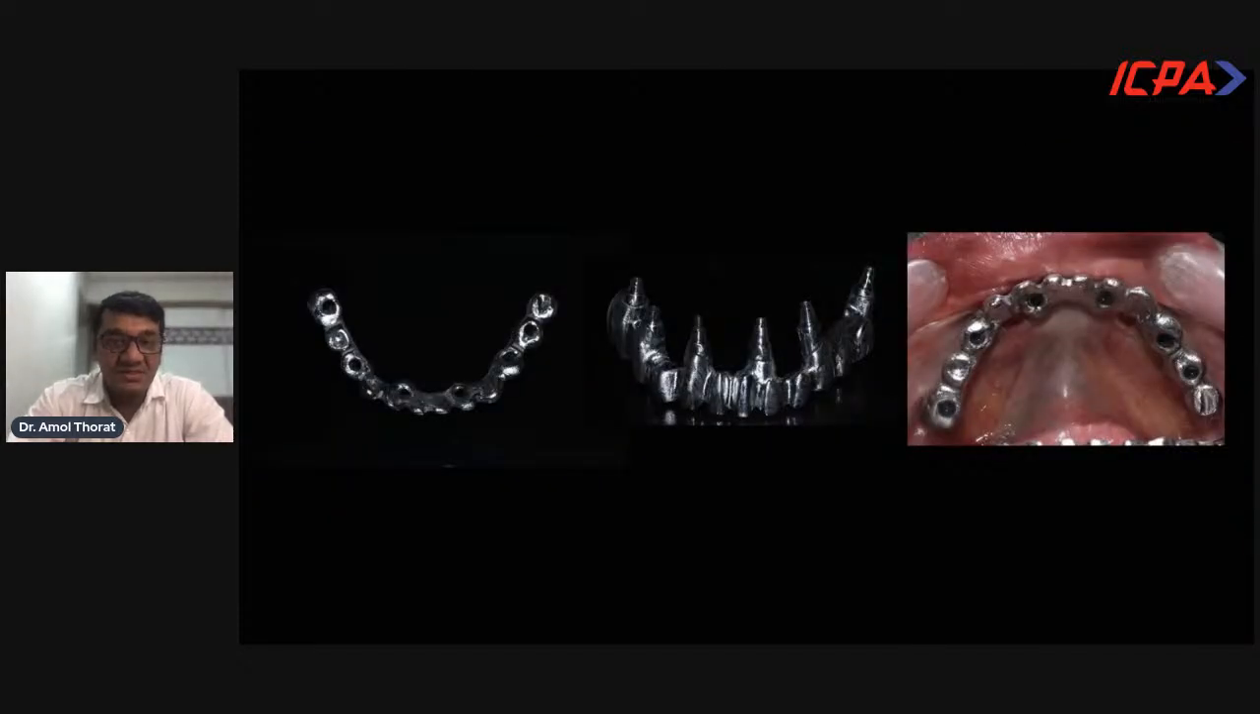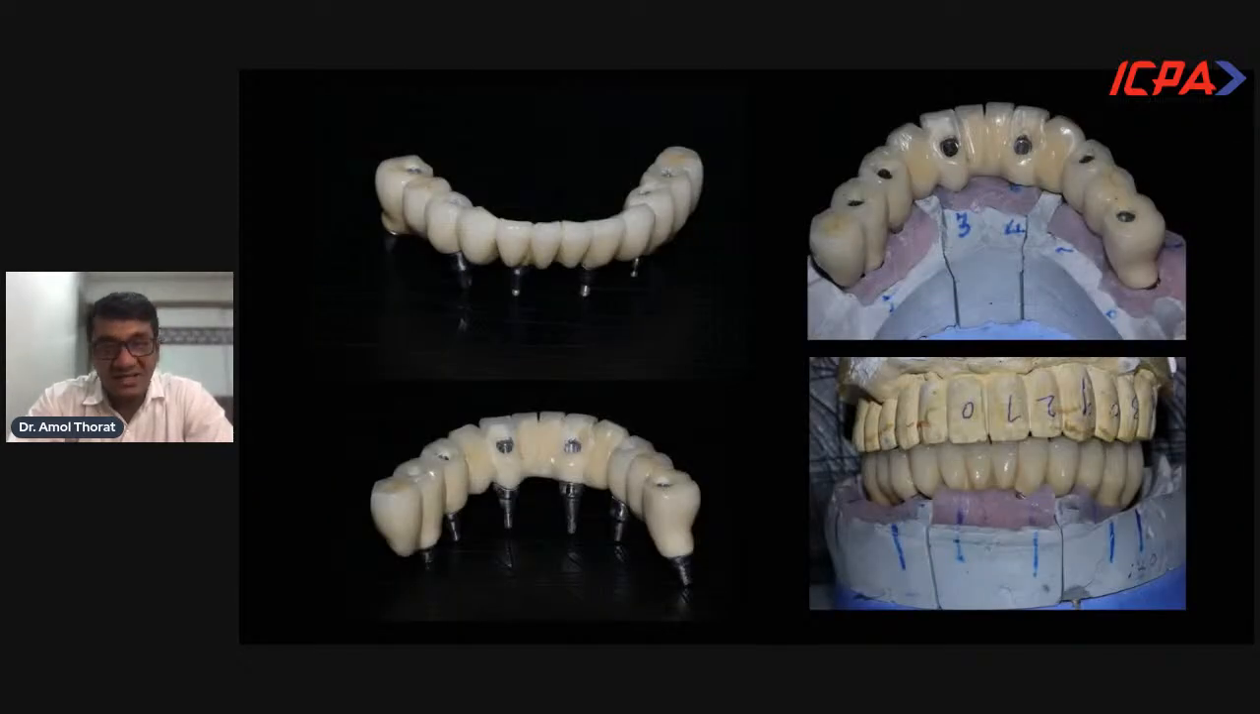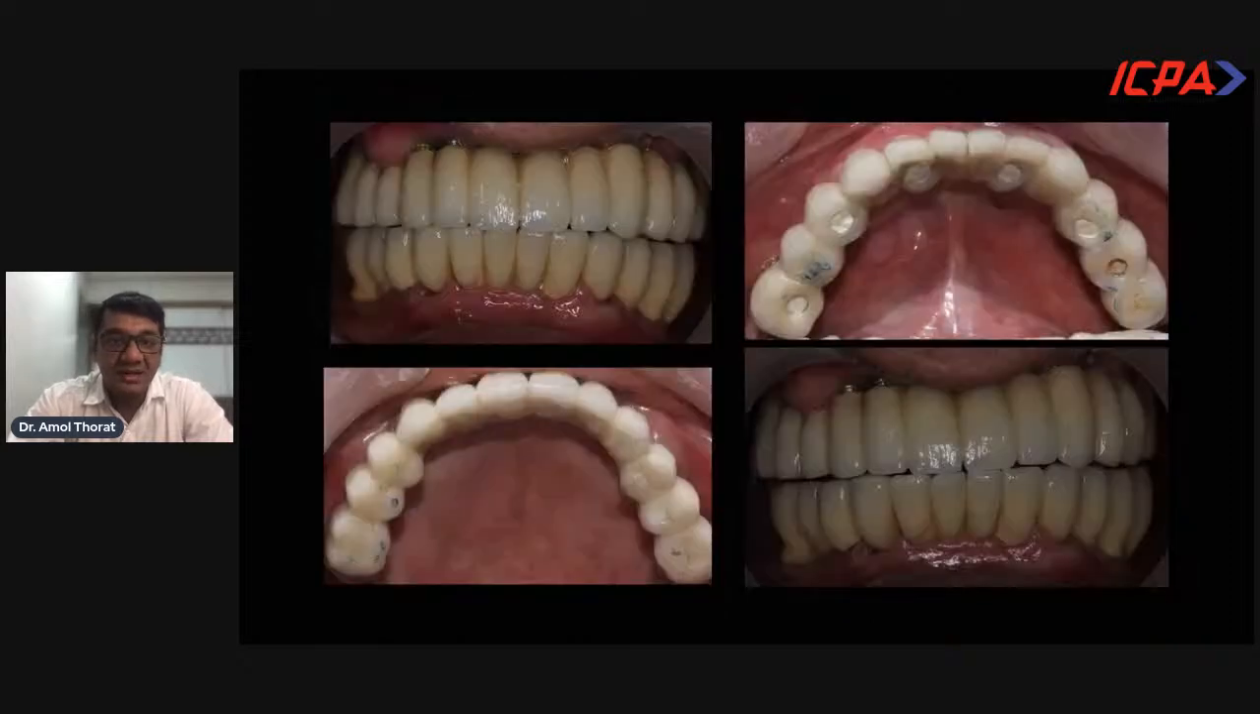And this is the metal trial and the ceramic that is fired on it. And this is how we give the final restoration. You can see that there is no space in the canine. This is a full arch screw retained PFM bridge, one piece on 6 implants, and the patient is using it for close to 5 years now.